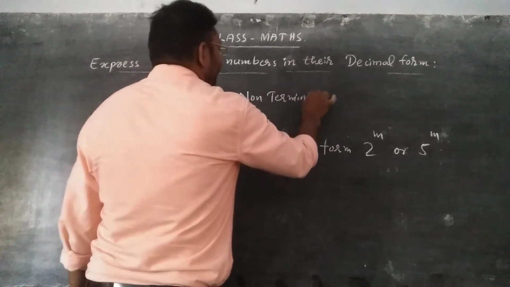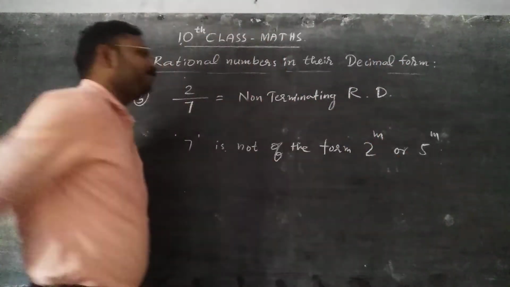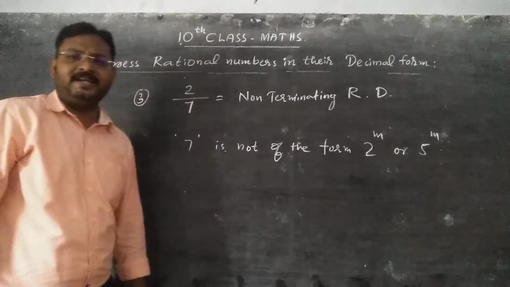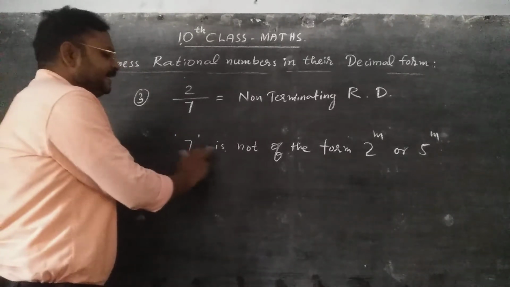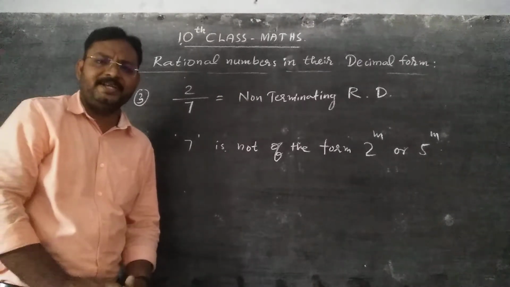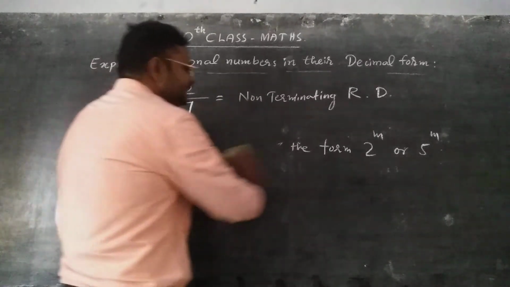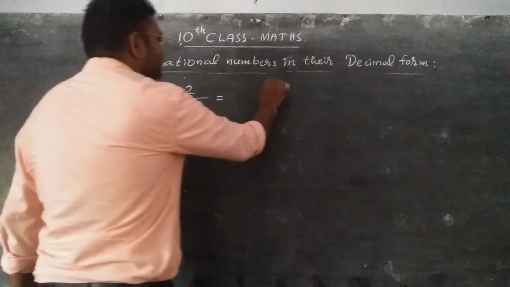non-terminating repeated decimal. Definitely a non-terminating repeated decimal. Why? Because the denominator is not of the form 2 power m or 5 power m. So for this we have no shortcut; we have to do the division only.